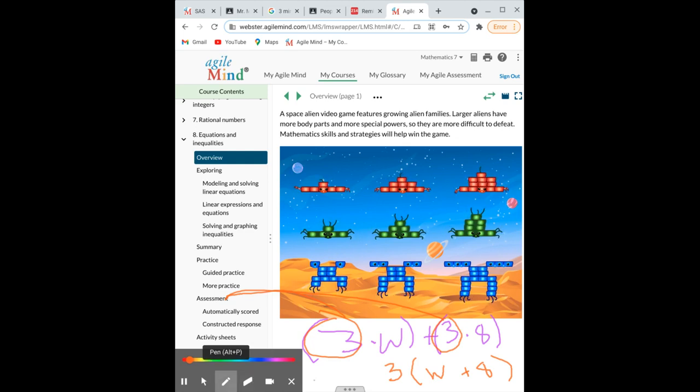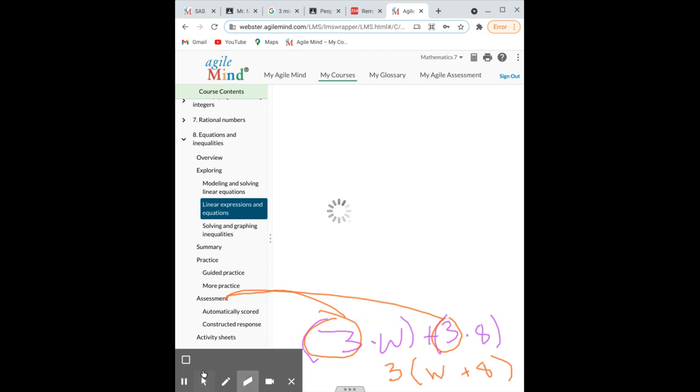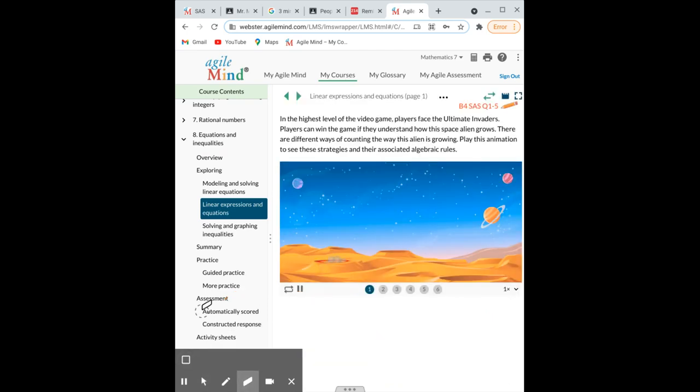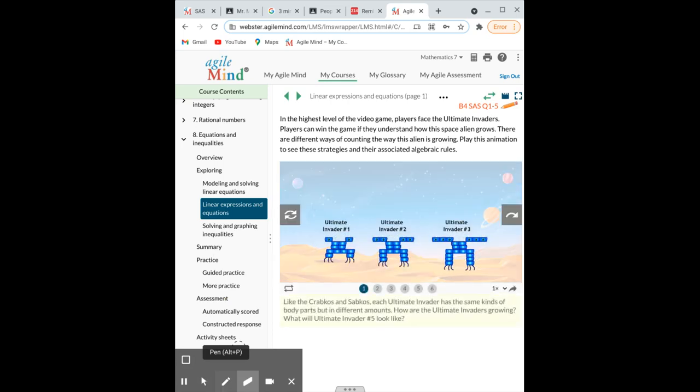So today we're going to focus on using the distributive property throughout the lesson. All right. And we're going to start by looking at a new alien family. So we've looked at the Sabcos and one other family, the Crabcos and the Sabcos. And so we're going to focus on looking at a new family that's in the video game, which is the Ultimate Invaders.